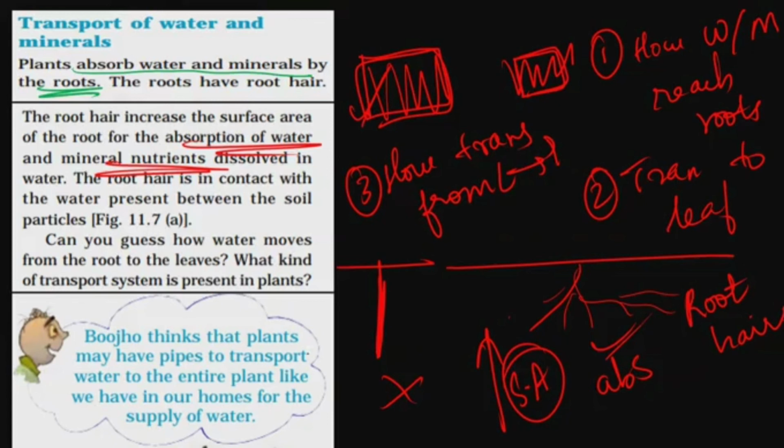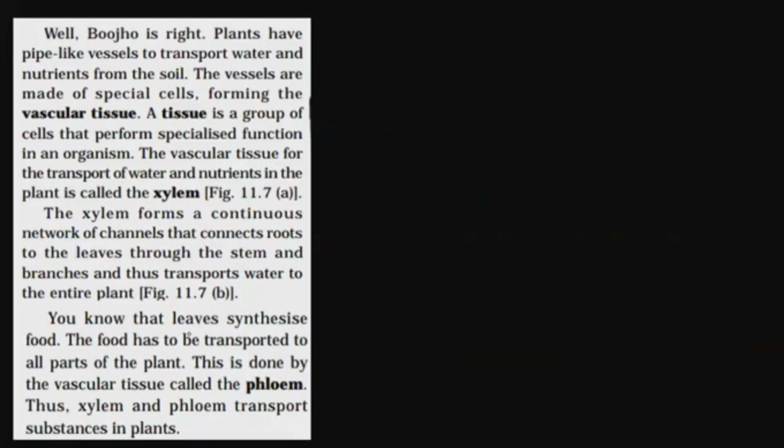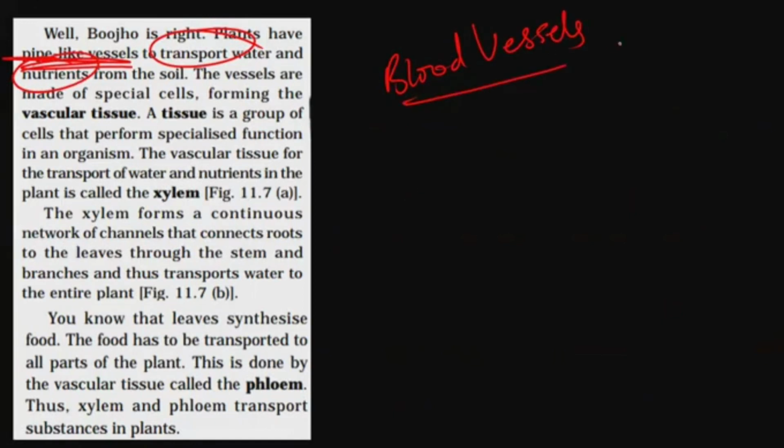Now let's look at one guess over here. He says that the plants may have pipes, just like we have pipes in our house, but we can say they have pipe-like structures. We cannot say pipes, but pipe-like vessels to transport water and nutrients from the soil. We have blood vessels, but plants have vascular tissues.